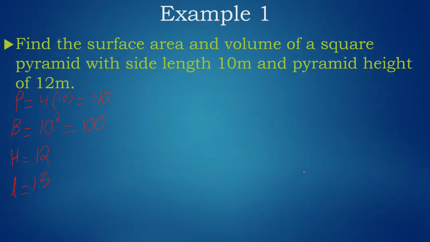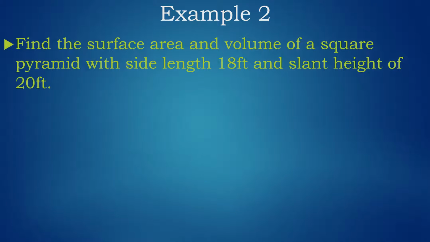Okay, so let's go find the surface area and volume. So surface area is 1/2 the perimeter times the slant height plus the area of the base. And if you work that out, you'll find the surface area is 360 meters squared. Your volume is 1/3 the area of the base times the height. When you work that out, you get 400 meters squared. Okay, so that's example number 1. That's the concept we're going to do for each one of the examples we're going to be doing today.